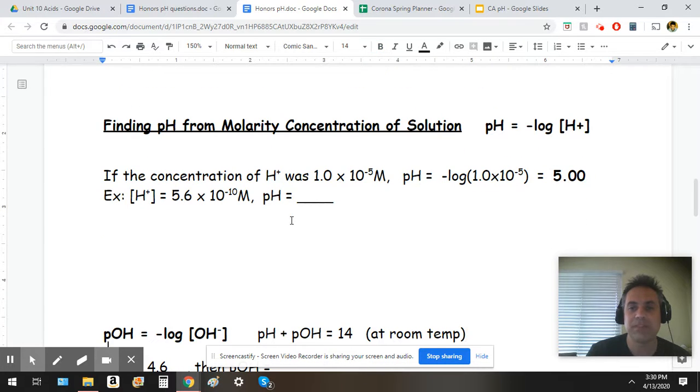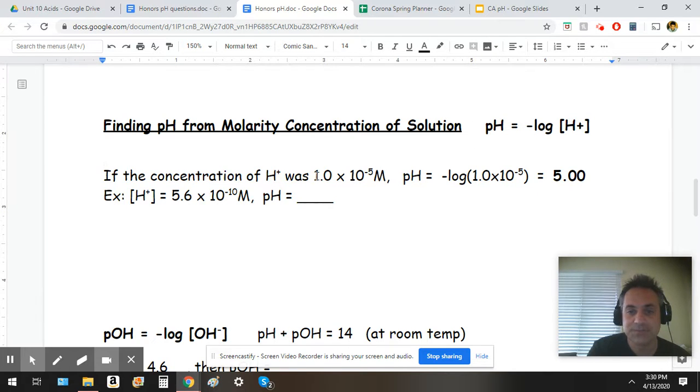All right, let's talk math before my kids go crazy in the background. If you're trying to find the pH, you already saw the equation. pH is simply the negative log of the H plus ion concentration. So all you need is the H plus ion concentration.